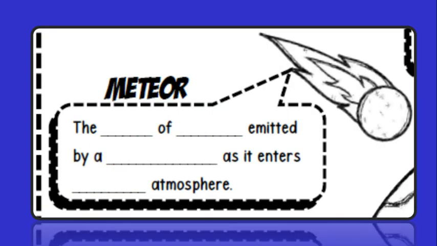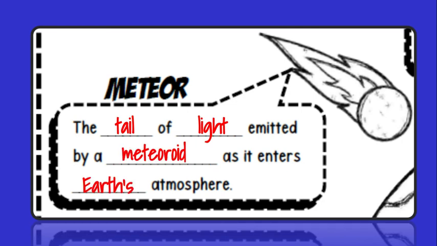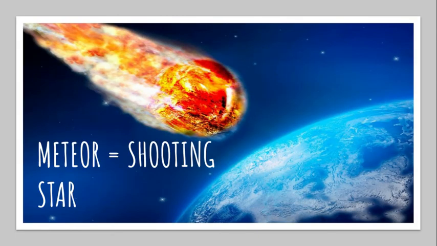A meteor is a meteoroid that enters Earth's atmosphere. So if you've ever seen a meteor shower, okay, that tail of light is emitted as it enters our atmosphere. We also call a meteor a shooting star.